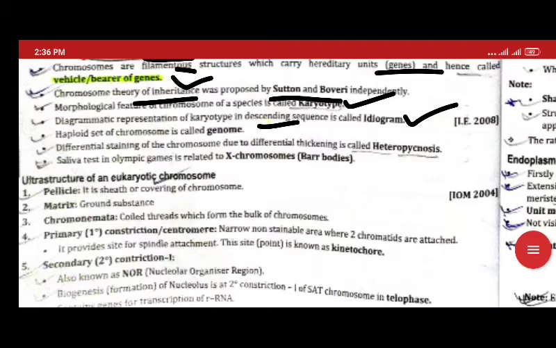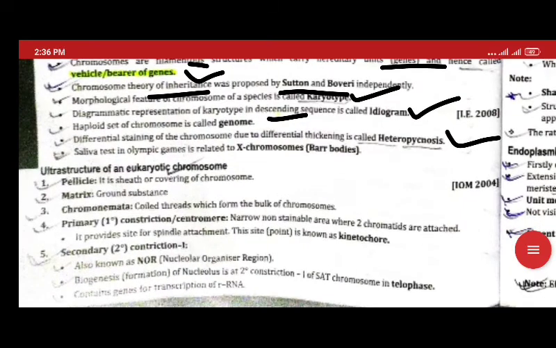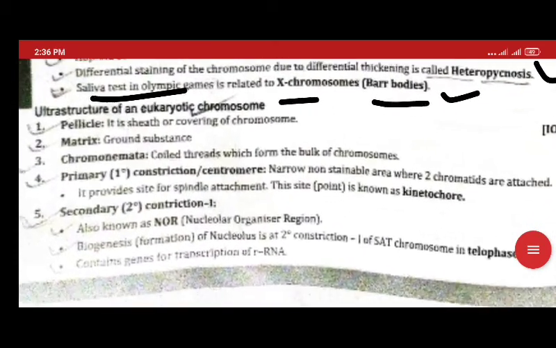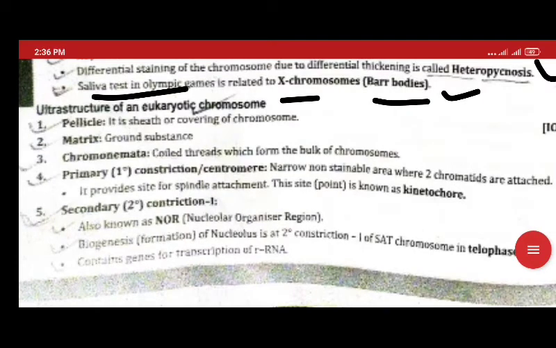Now differential staining, that is heterochromatin, and the sex chromatin test, Barr body, that is the X chromosome. Now the ultrastructure of chromosomes: if you see in the eukaryotic chromosome, it contains pellicle, the cover of that chromosome. Now matrix is the ground substance, liquid, with chromonemata. So chromonemata is the thread, and this thread makes that chromosome.